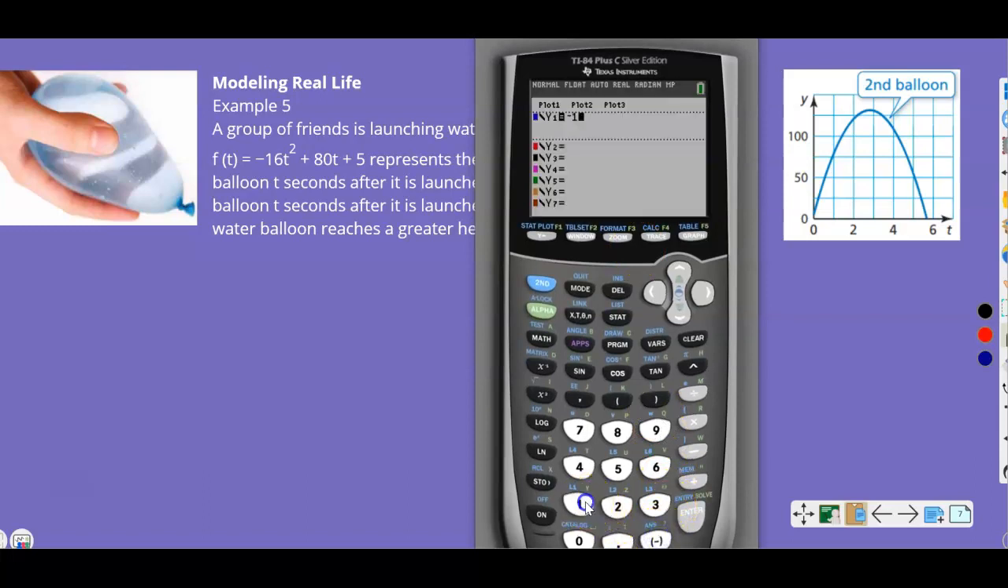So negative 16x squared plus 80x plus 5. Here it's x, t, theta, n. All of these represent your unknown variable, our independent variable. So that is just replacing x with t, so it's still the same function.